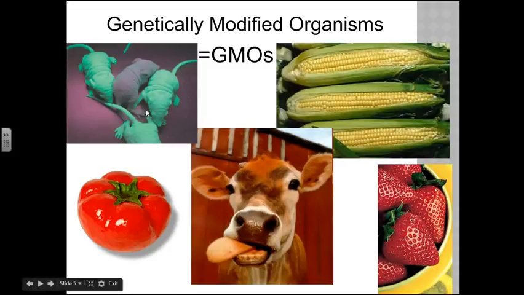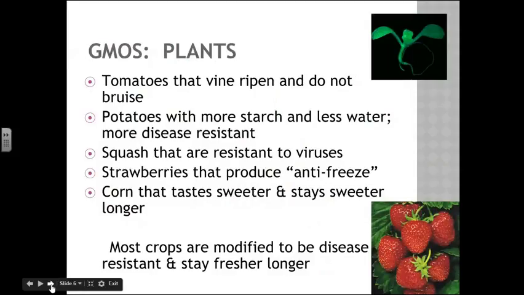So some examples of common genetically modified organisms. Here we have the naked mole rats expressing that gene, that green protein. Corn is highly genetically modified, and so are strawberries, right? We also genetically modify cows to produce better milk, and tomatoes so that they don't get soft in the transport process.